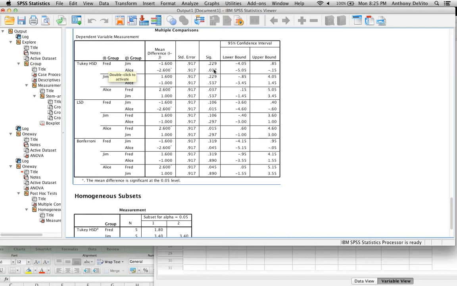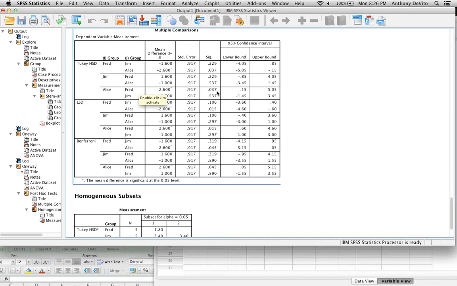So the first place I see is right here when we're comparing Fred and Alice, right? That significance is less than 0.05. That leads me to believe I can reject the null hypothesis that the mean for Fred is equal to the mean for Alice. Those are different. Now, how about Jim and Fred? No way. How about Jim and Alice? No way. How about Alice and Fred? Well, we just did that. We did that over here with Fred and Alice. We didn't get that there. Alice and Fred, Alice and Jim.